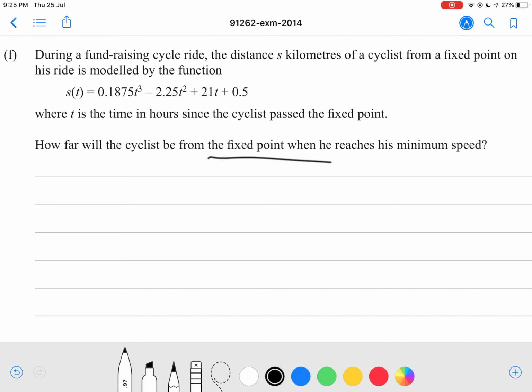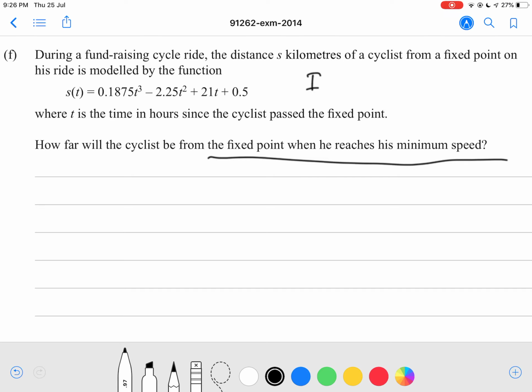Alright, so read the question, it's finding the minimum speed. First we need to find our velocity formula, and then we differentiate our velocity formula to find the gradient function for it. Then we substitute the gradient equals 0, and we can use that to find the time it takes for him to reach the minimum speed. Then we'll substitute that time back into our S of t.